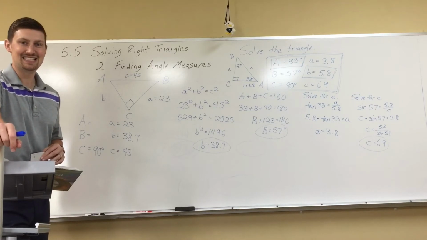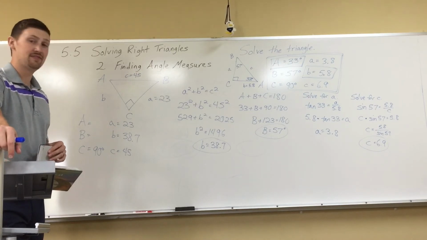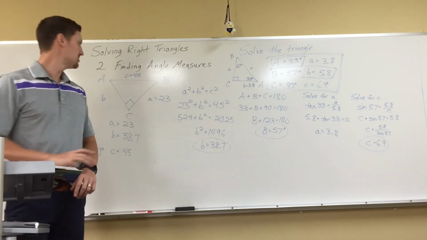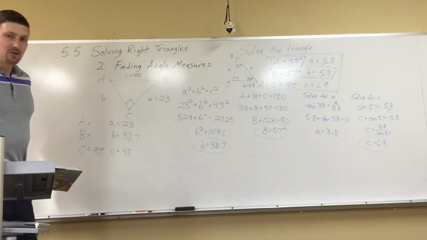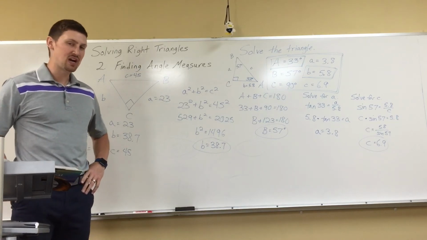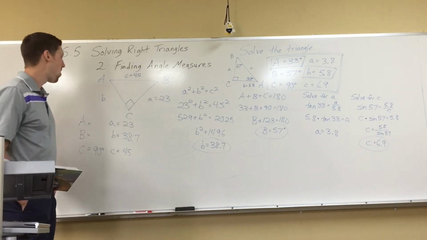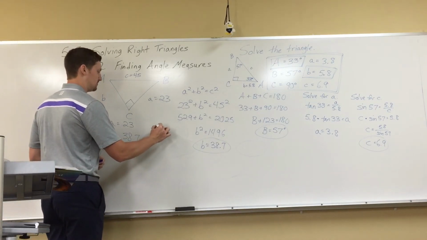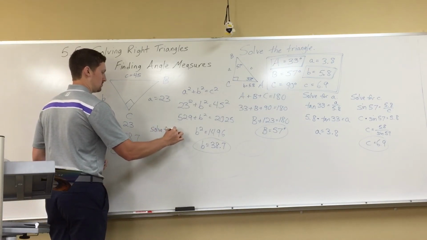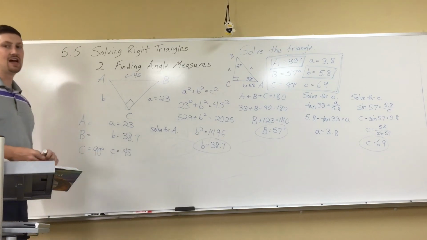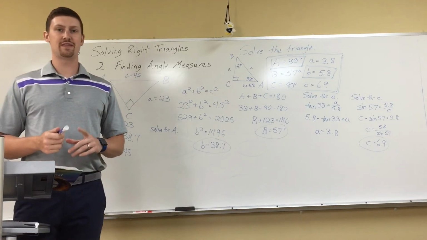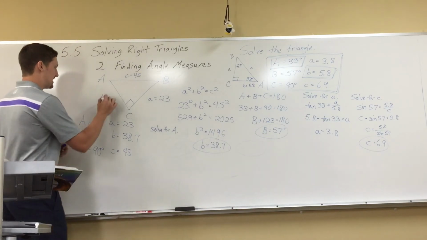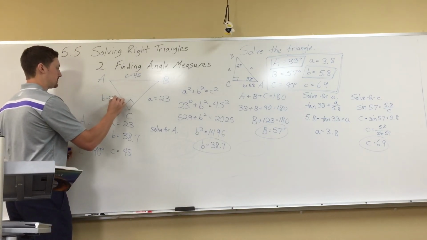So we found sides A, B, and C. Now we have to find angles A and B. Again, a couple different options. We're going to need to use sine, cosine, and tangent. We can't just add and subtract from 180 because there's two unknowns. Let's do A first. Okay, so if we're going to solve for A, I'll go here in the middle. If we're going to solve for A, what trig function should I use? Sine, cosine, or tangent? Well, now that I know all the sides, I can really use whatever I want.